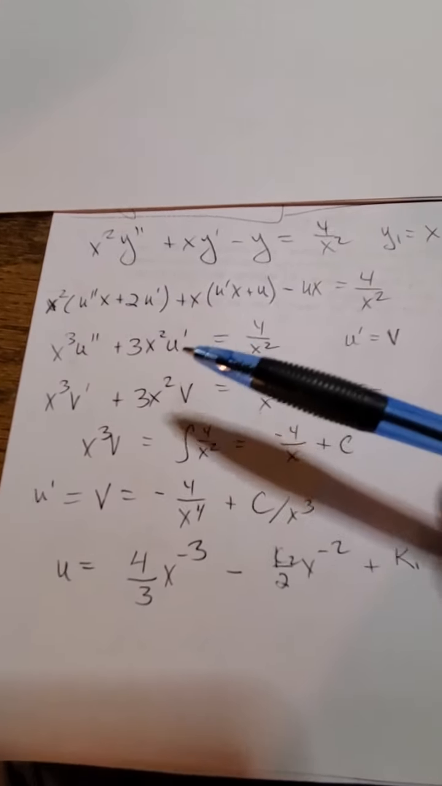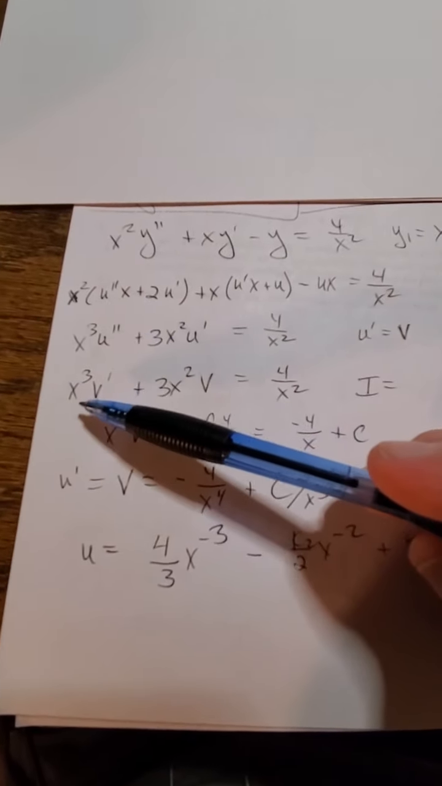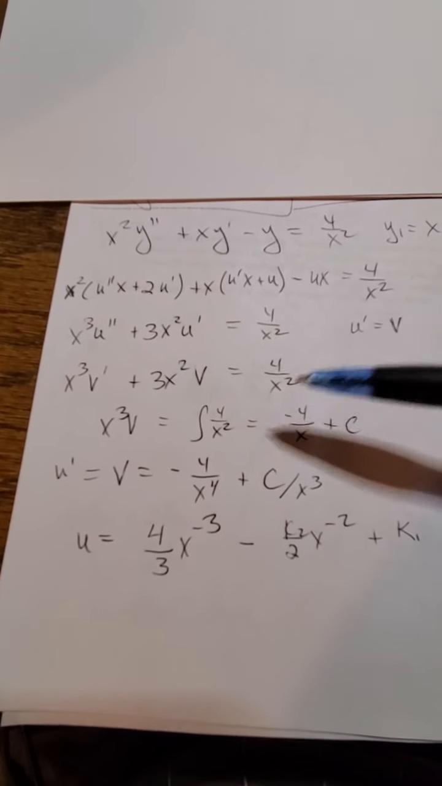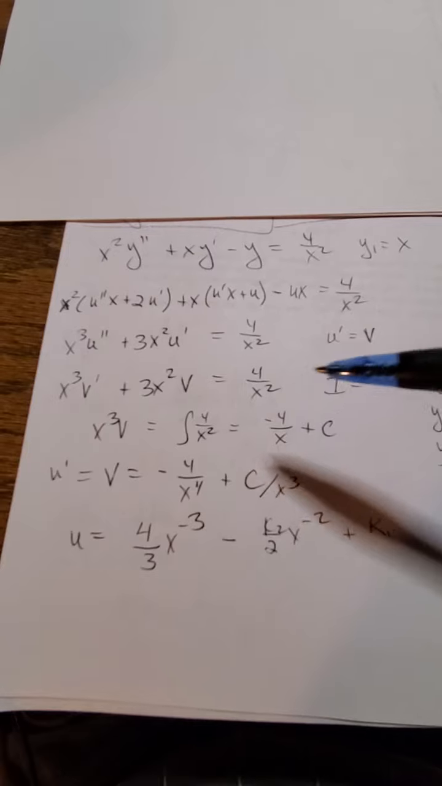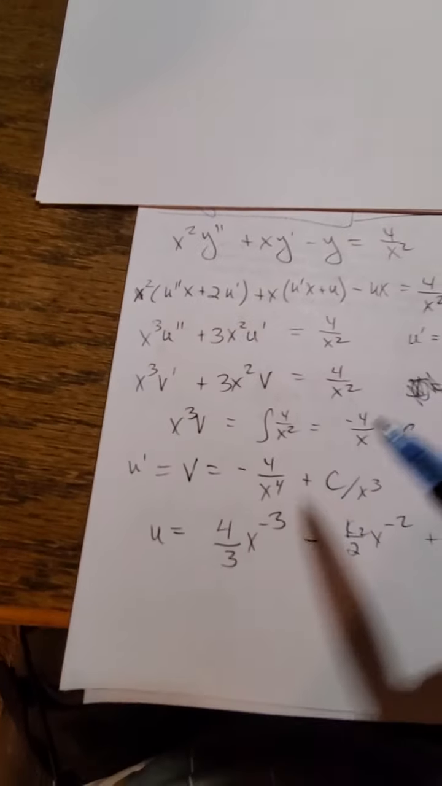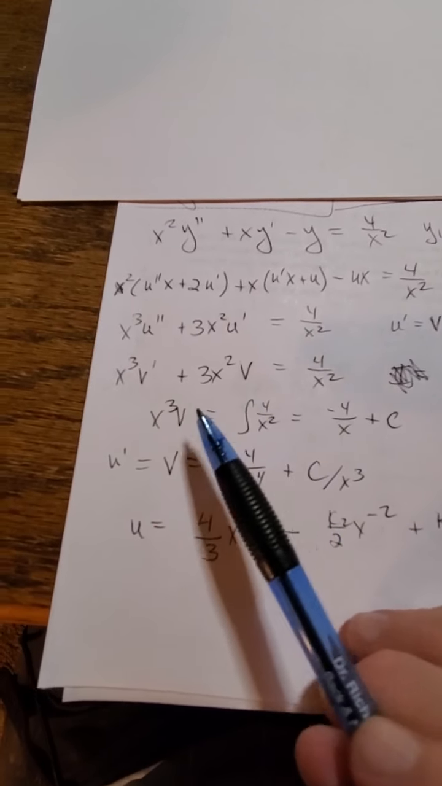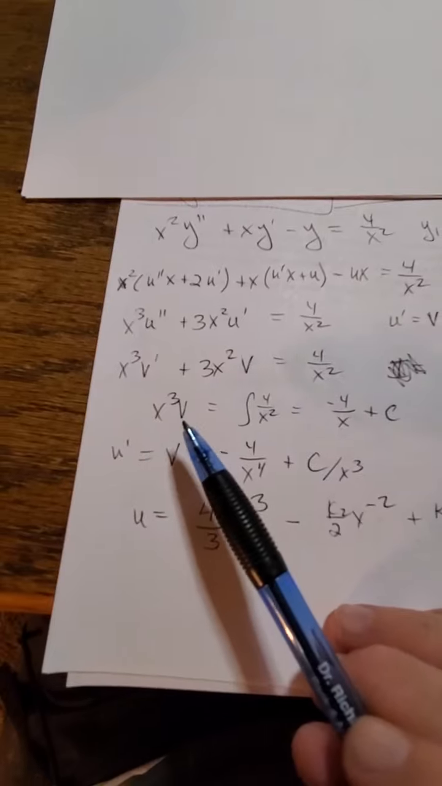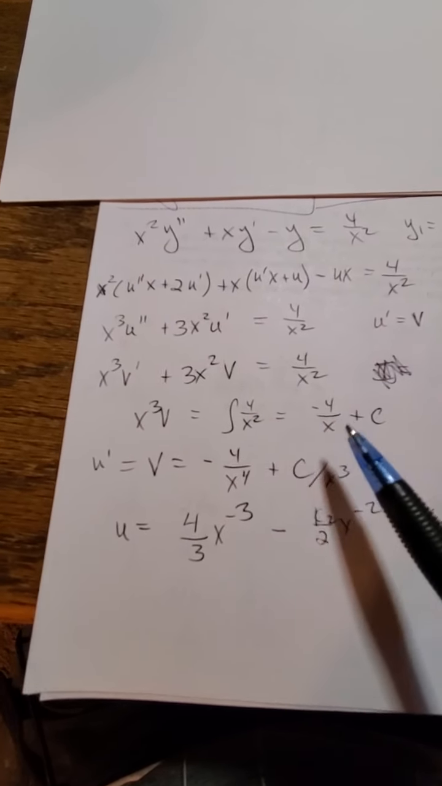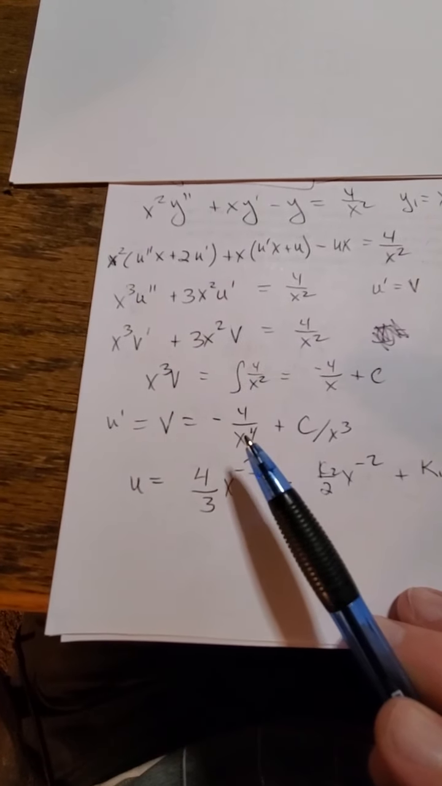And now I'm going to make a substitution. I'm going to let u prime equal v. So this becomes x cubed v prime plus 3x squared v equals 4 over x squared. Normally I was going to do an integrating factor, but I don't even need to, because you can see right away that this is the derivative of x cubed v. So x cubed v is equal to the integral of 4 over x squared, and that's negative 4 over x plus c.